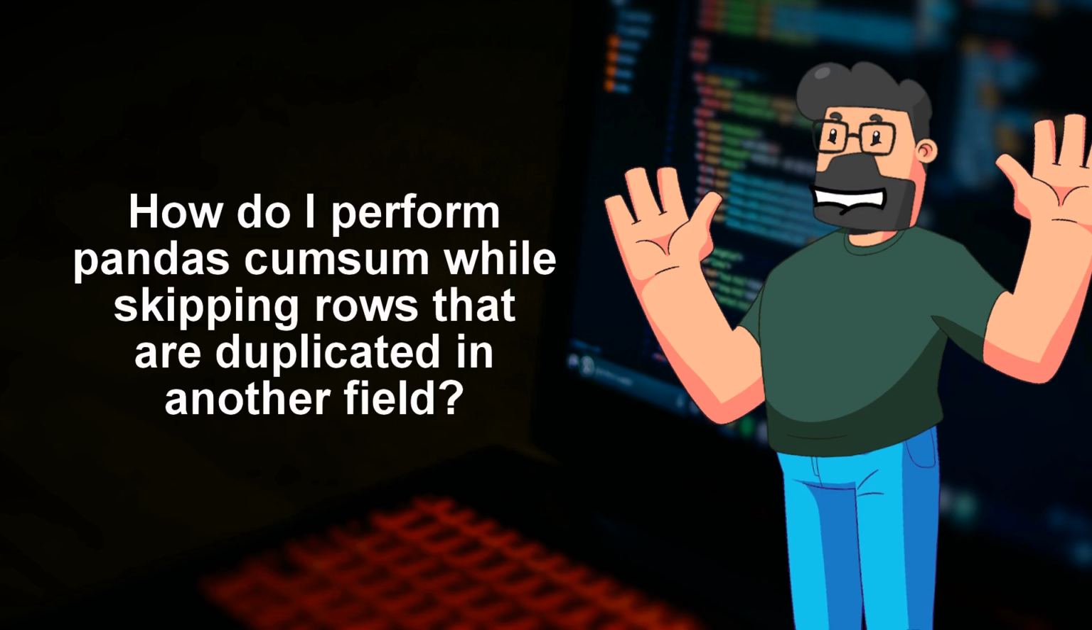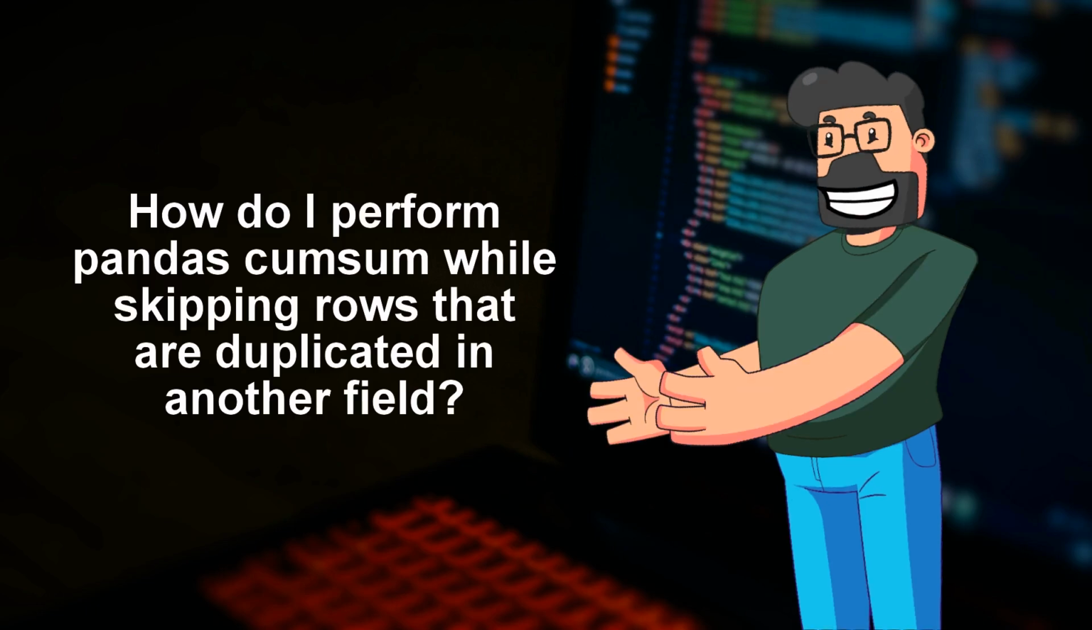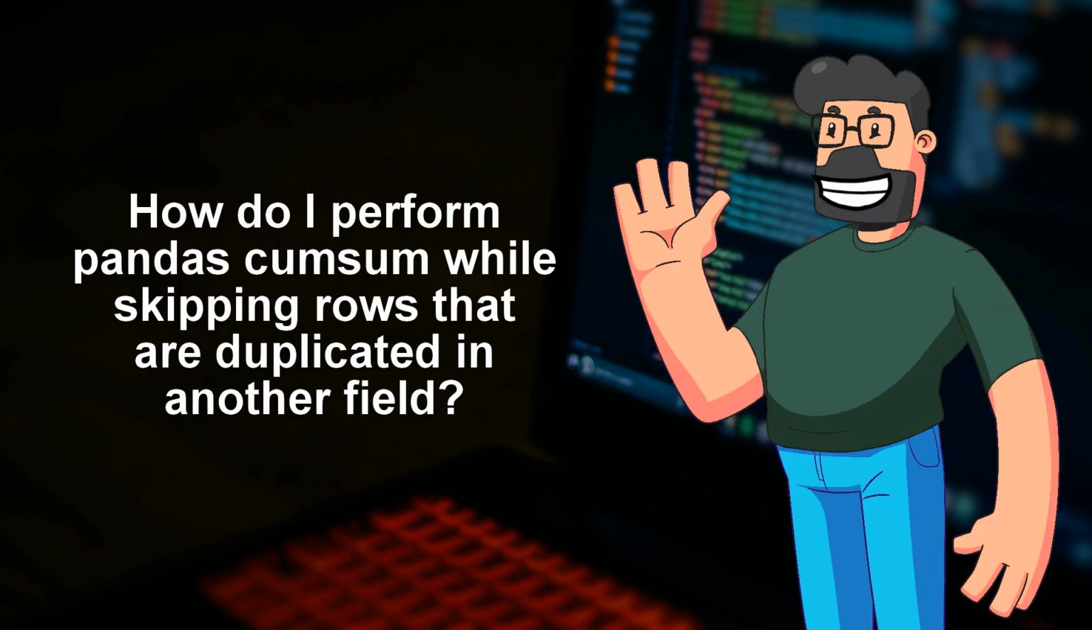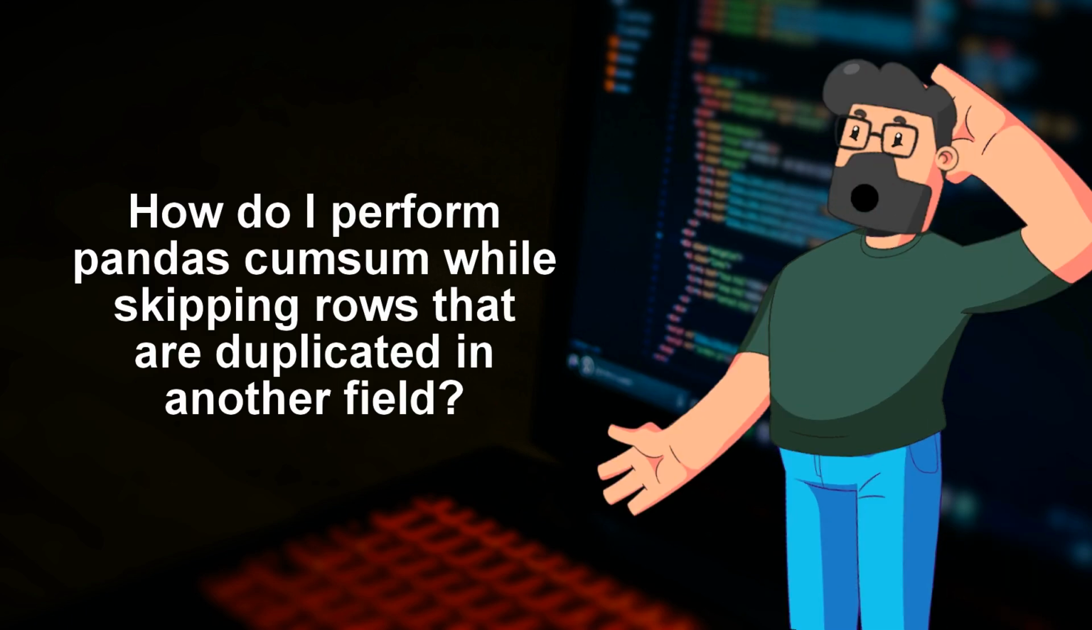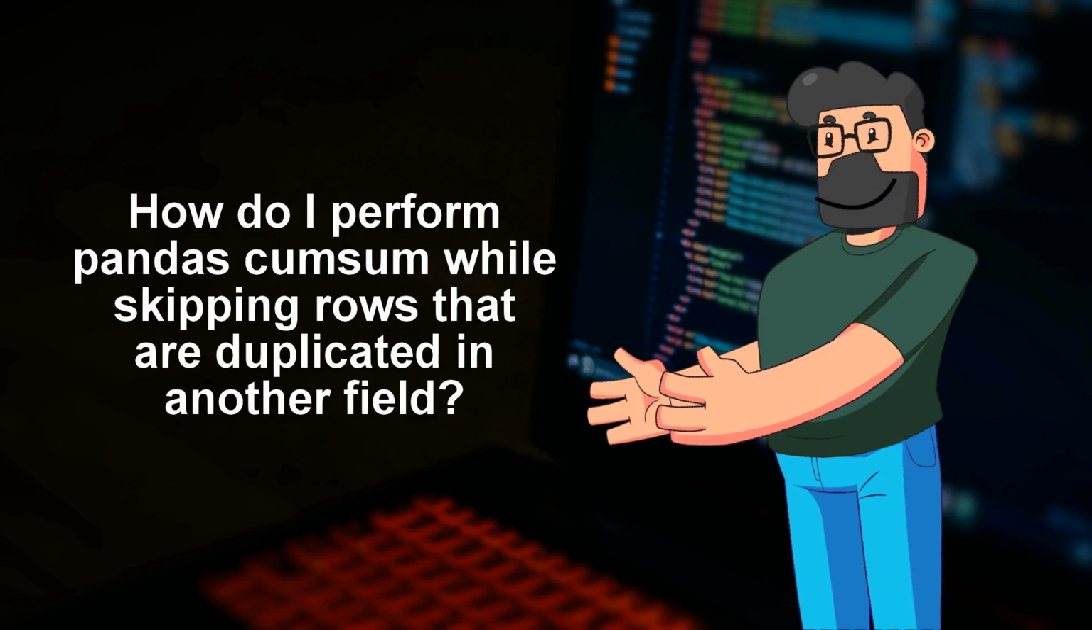The issue at hand involves using the pandas.cumsum function in a unique way. Specifically, we want to ignore rows with duplicated values in the ID column and only consider the last value when calculating the cumulative sum. Quite an interesting problem, right?